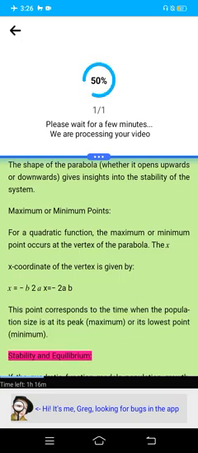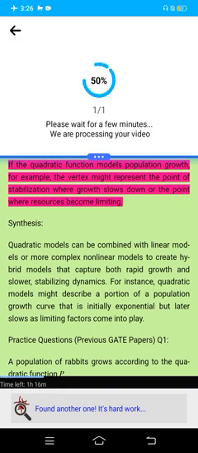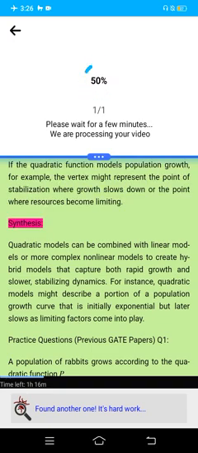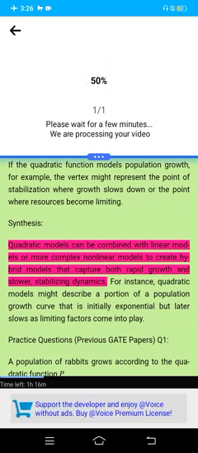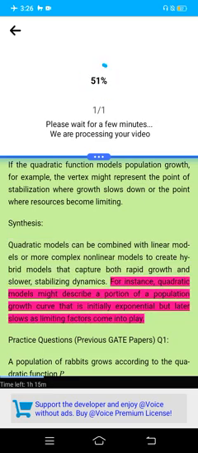Stability and equilibrium. In a quadratic function modeling population growth, for example, the vertex might represent the point of stabilization where growth slows down or the point where resources become limiting. Synthesis. Quadratic models can be combined with linear models or more complex nonlinear models to create hybrid models that capture both rapid growth and slower, stabilizing dynamics. For instance, quadratic models might describe a portion of a population growth curve that is initially exponential but later slows as limiting factors come into play.